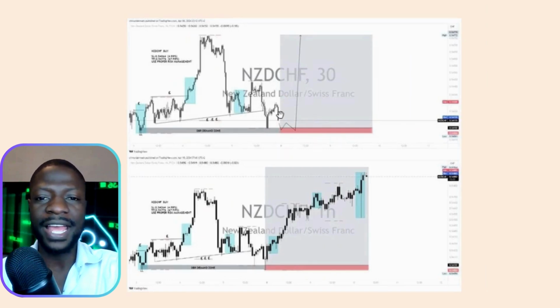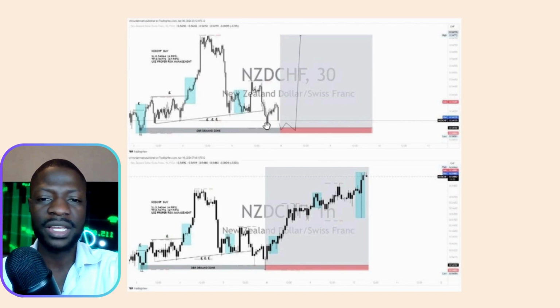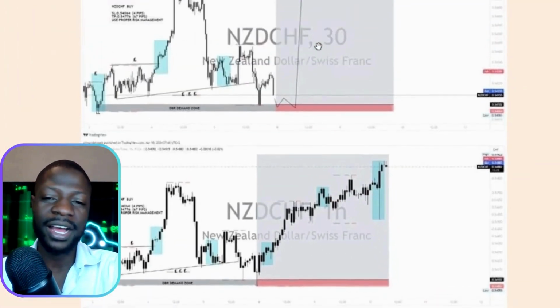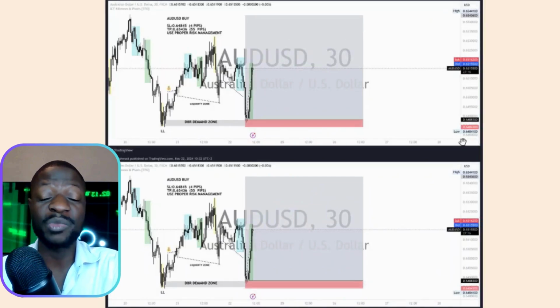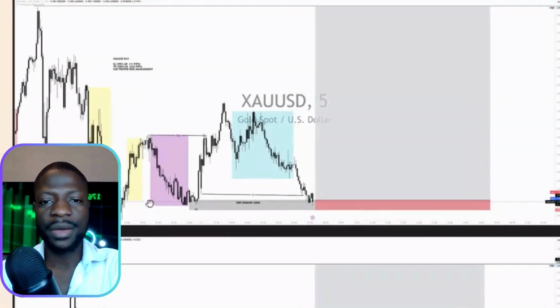Then we have NZD Swiss right here, a drop base rally strategy. We have liquidity. The market comes into our level. We wait for that candle, and we push full TP over 1 to 10 risk reward ratio. And by the way, I don't take any trades that give me anything less than 1 to 10 risk reward ratio. Nothing. So this is how it is.